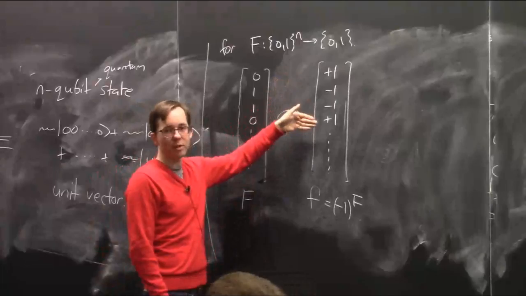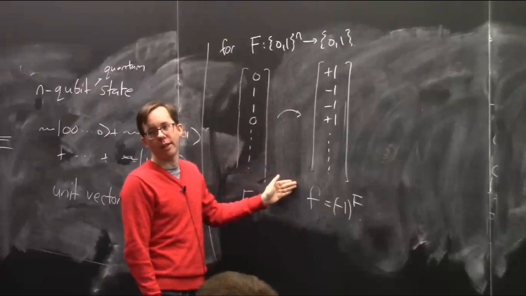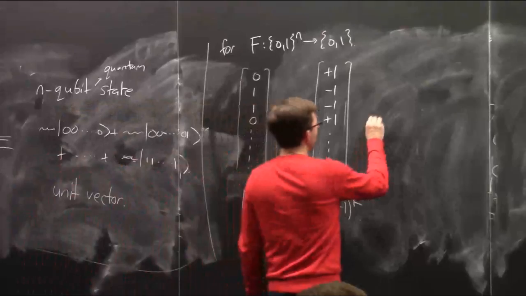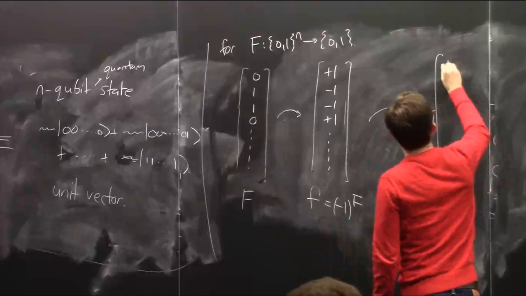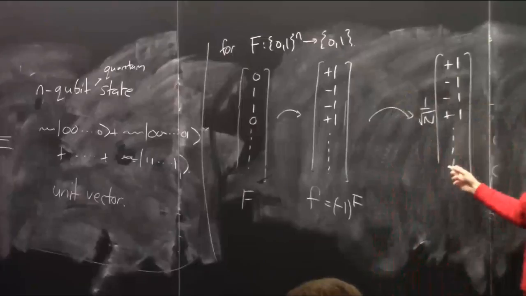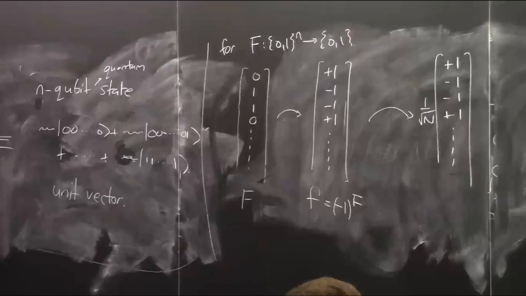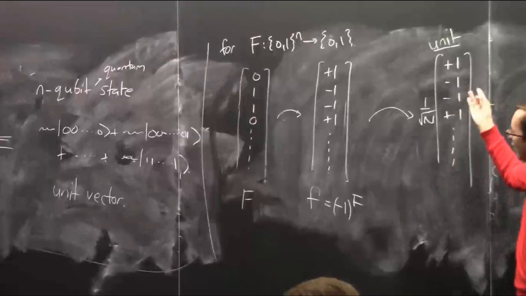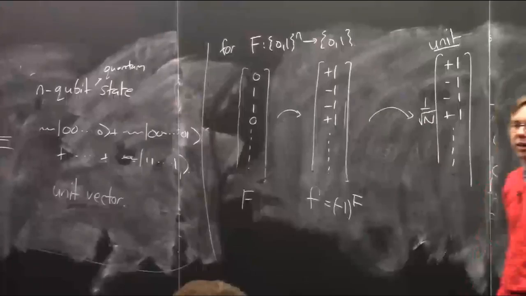Because then this thing always has length square root of capital N, the square root of the sum of the squares of the entries. Since they're all plus or minus 1, capital N is the sum of the squares of the entries. So if you further normalize it by root capital N, then this will be a unit vector no matter what the Boolean function capital F was. And that's great because, up to this annoying root N and the switch to plus or minus notation, it can stand for any good old Boolean function, which is the sort of thing we like to study in computing. But it's also a unit vector, and therefore it can be thought of as a little n qubit state.